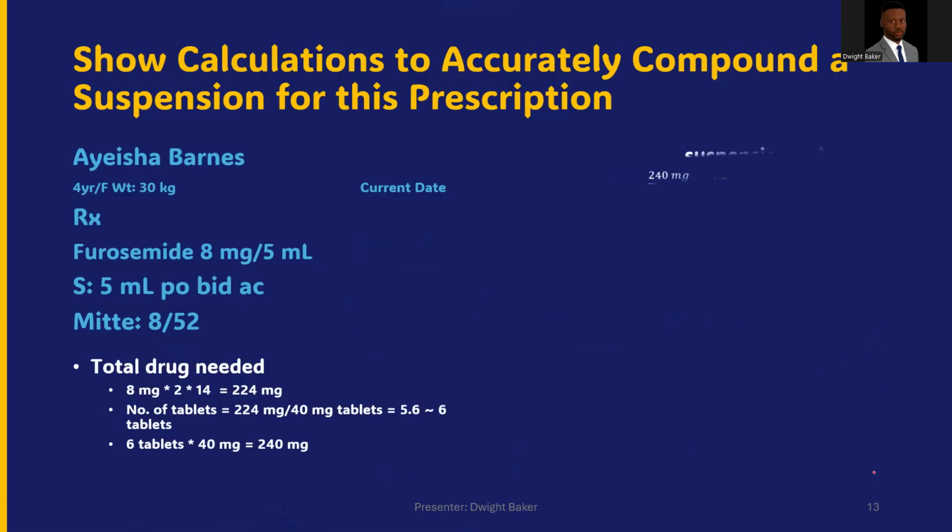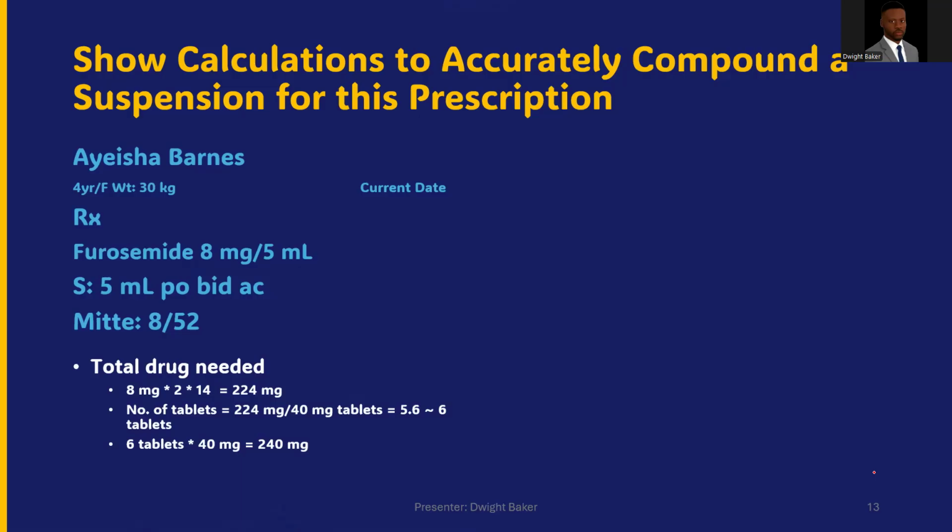So we need to interpret the prescription. What exactly it is that we need. We know we need 8 milligrams of drug. We're going to be giving that 2 times a day. We established already that we can make 2 weeks or 14 days of stable suspension. So we're going to multiply that by 14. It will give us a total of 224 milligrams.